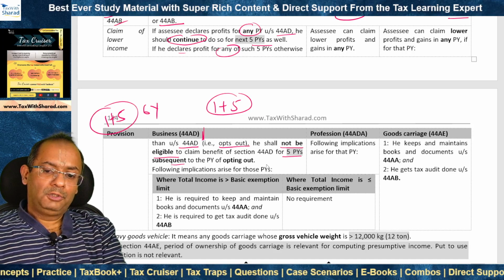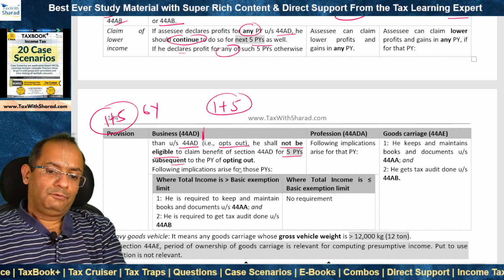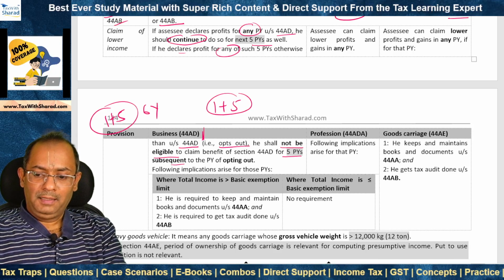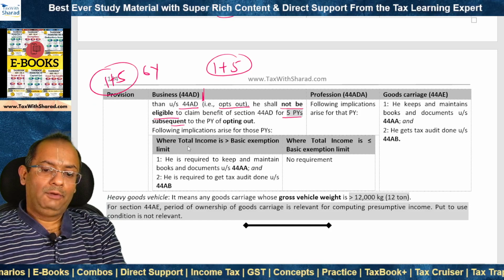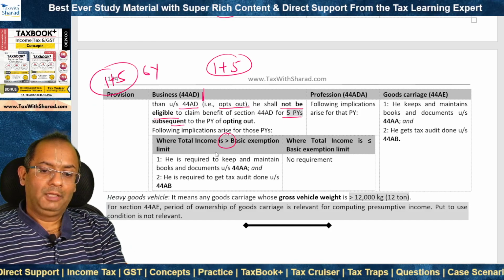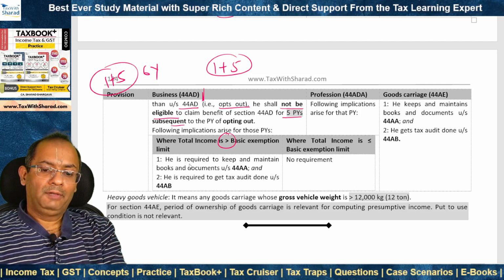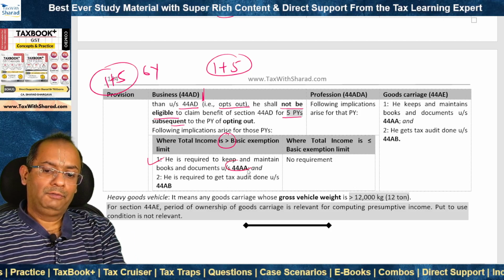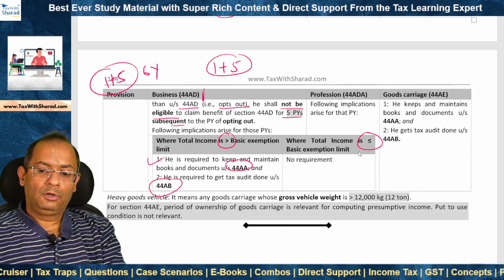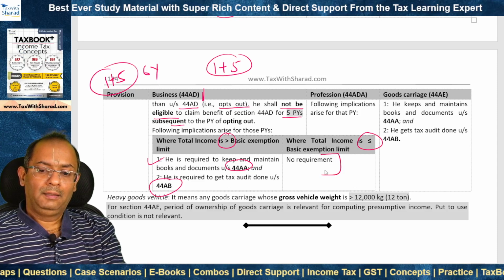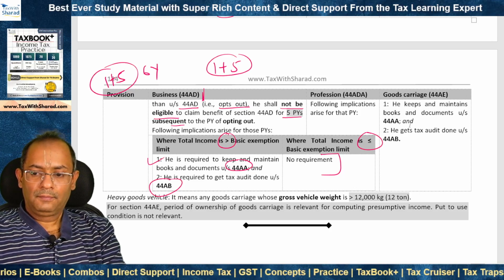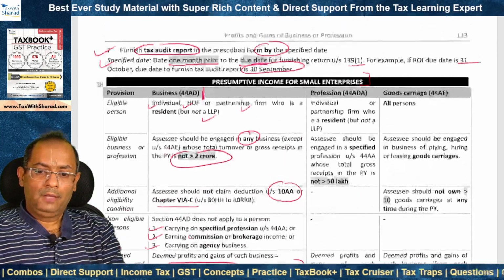And for these subsequent 5 years, for which he is moved out of 44AD, two implications will arise. And this depends on the level of total income. If the total income is more than the basic exemption limit, then the two implications that will arise is he will need to comply with 44AA and 44AB. But if total income is not more than basic exemption limit, then these requirements will not be there. So this is about 44AD.